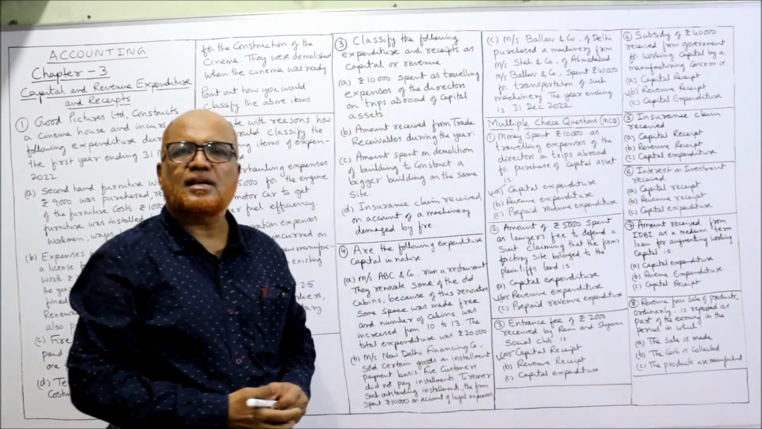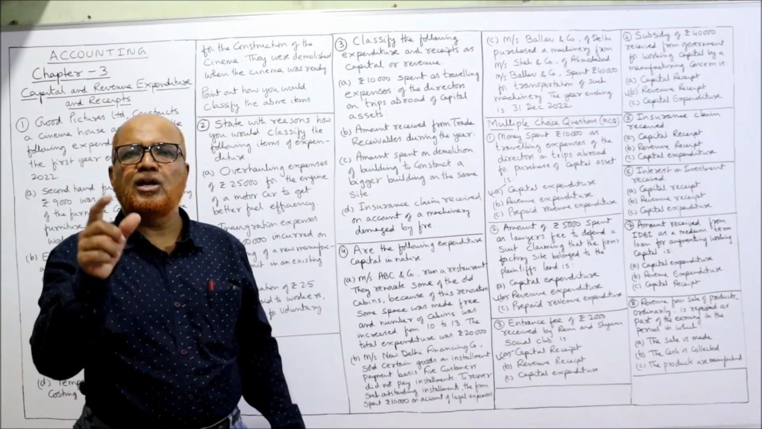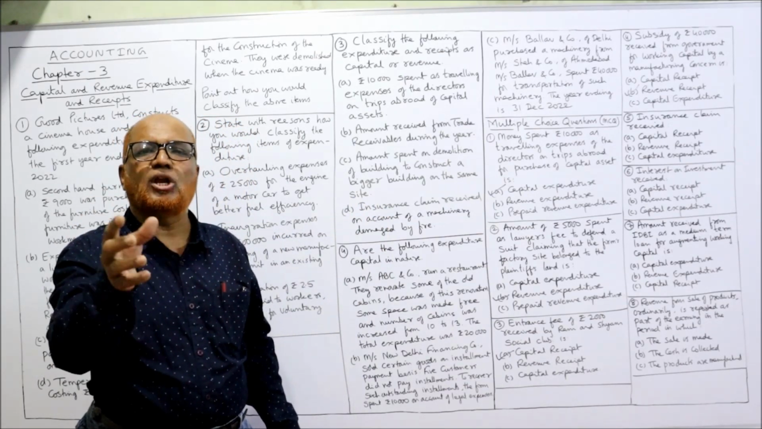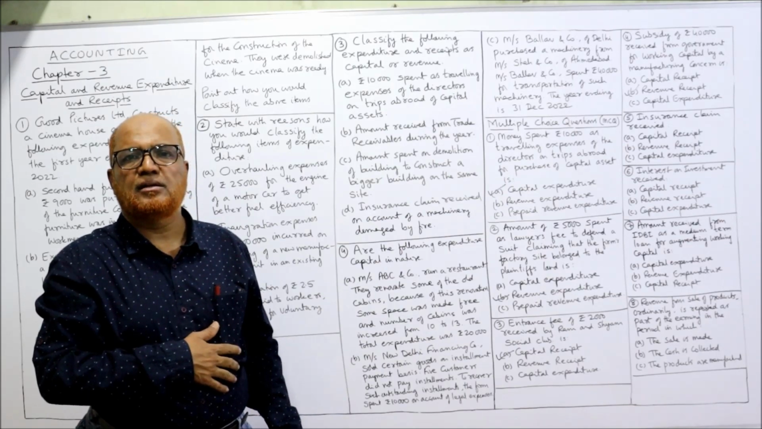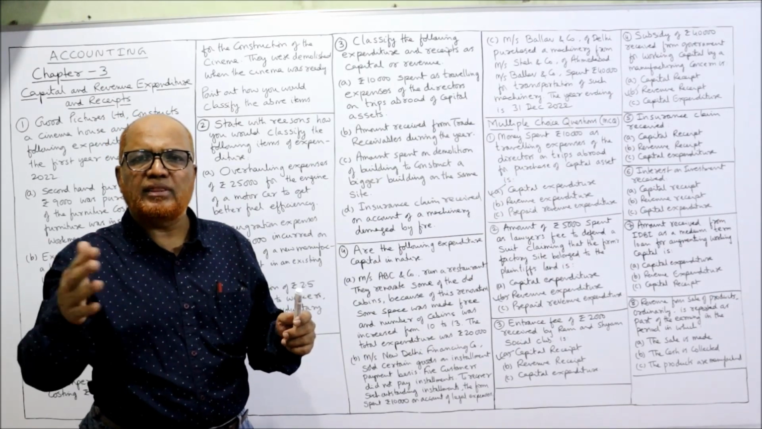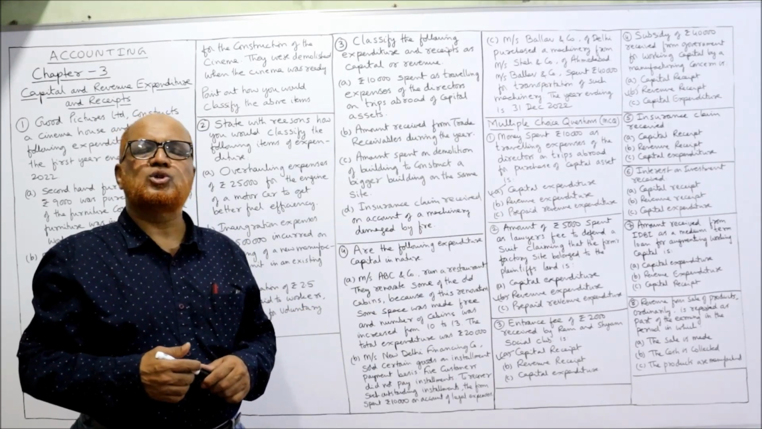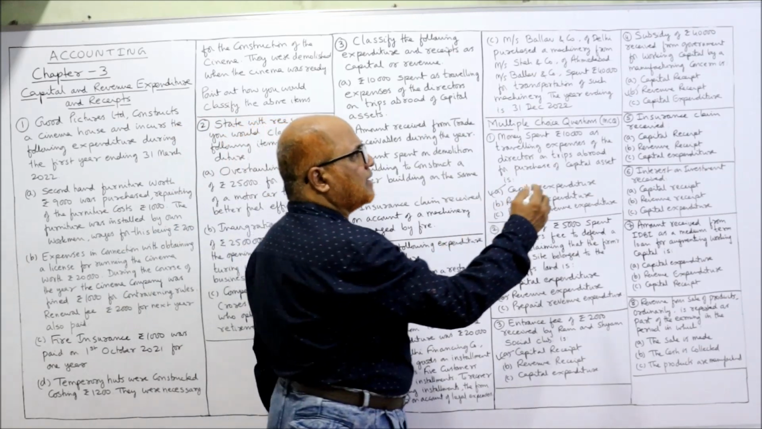Next, insurance claim received. Just now one point we came across this point. Insurance claim received is a non-recurring receipt. So it is a capital receipt. It's not recurring. Every now and then we will not receive insurance claim. Only once we will receive. So insurance claim is a capital receipt.